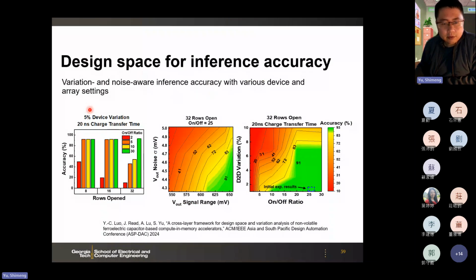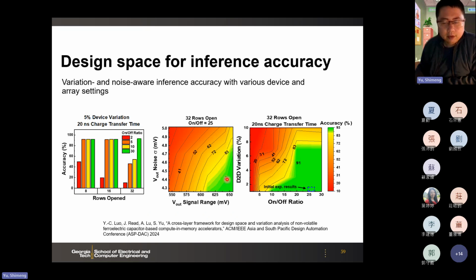I won't go into the details, but depending on, let's say, the on-off ratio and how many rows are turned on simultaneously, we have to wait for some time for the charge to fully transfer out.